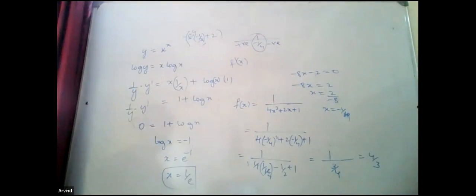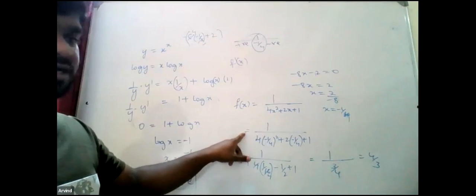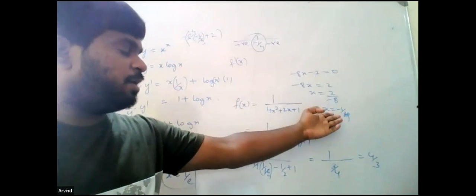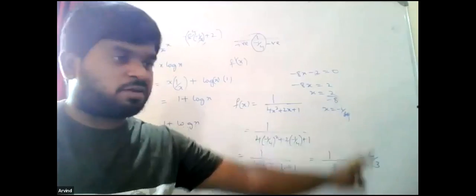We did a simple thing. F of x was given. F dash of x considered. Then the stationary point x is equal to minus 1 by 4 considered.